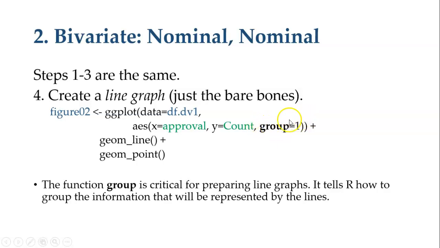function called group. Group is probably the most critical function in this line graph. It is the equivalent to fill in the bar graph. But in this case, you use group to say that the values that you're gonna represent will be grouped. For instance, in this case, it's just one group. But when you include your control variable, you're gonna use the categories of the control variable to group the information. Okay, this is gonna make sense a little bit later, but just be careful. If you have a bivariate figure, use group and write number 1, okay?